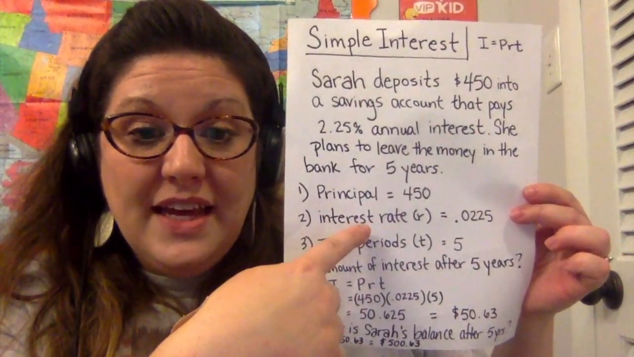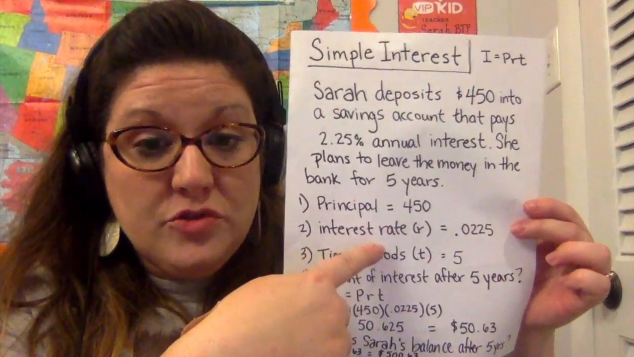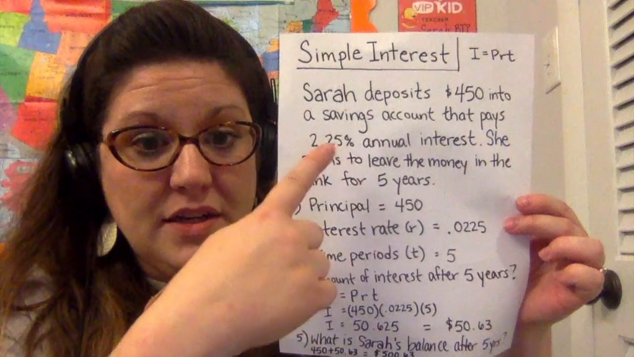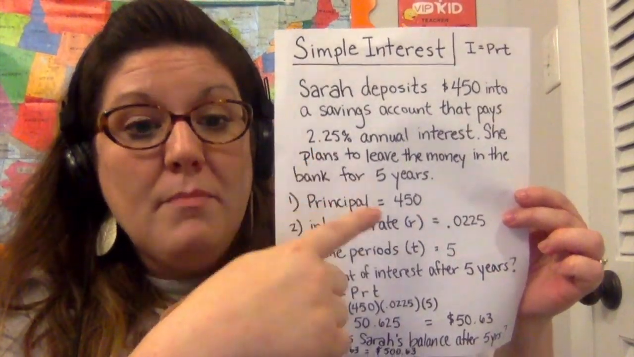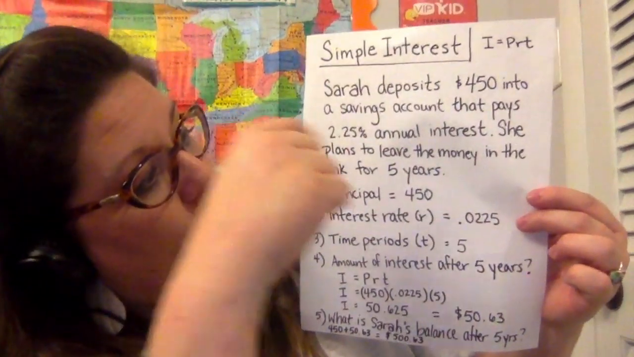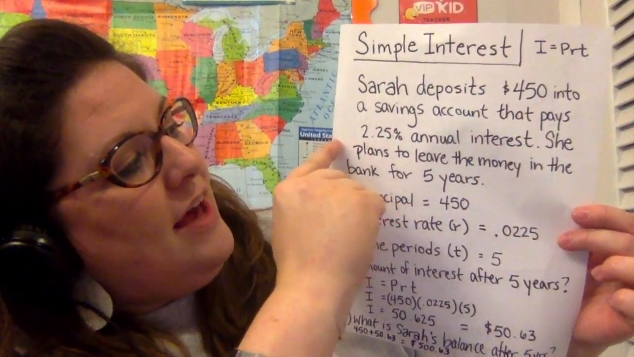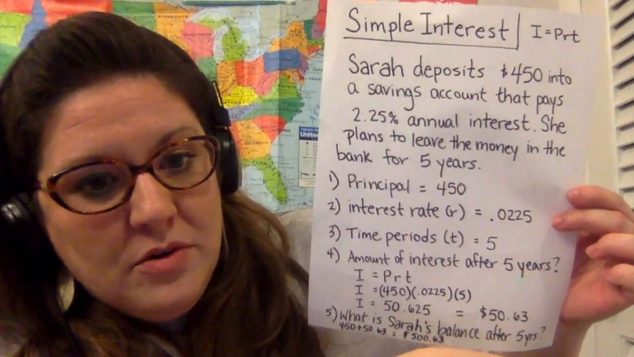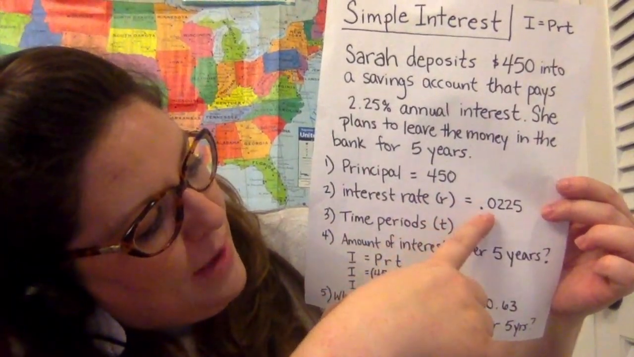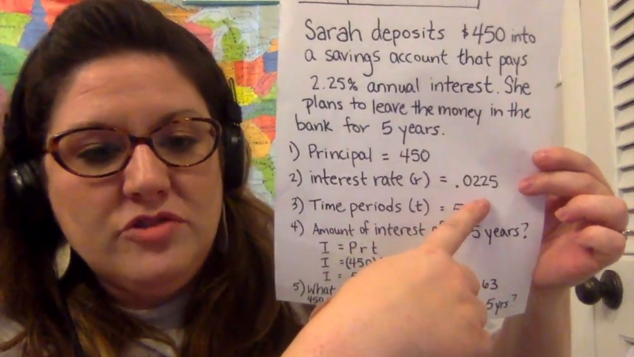Number two, what is the interest rate? The R. Again, the interest rate is given as a percent, 2.25, but we have to convert that percent to a decimal. So if we take our decimal and we move it 2 places to the left, we're going to have to add a 0 in the front, and we get 0.0225 for our interest rate.